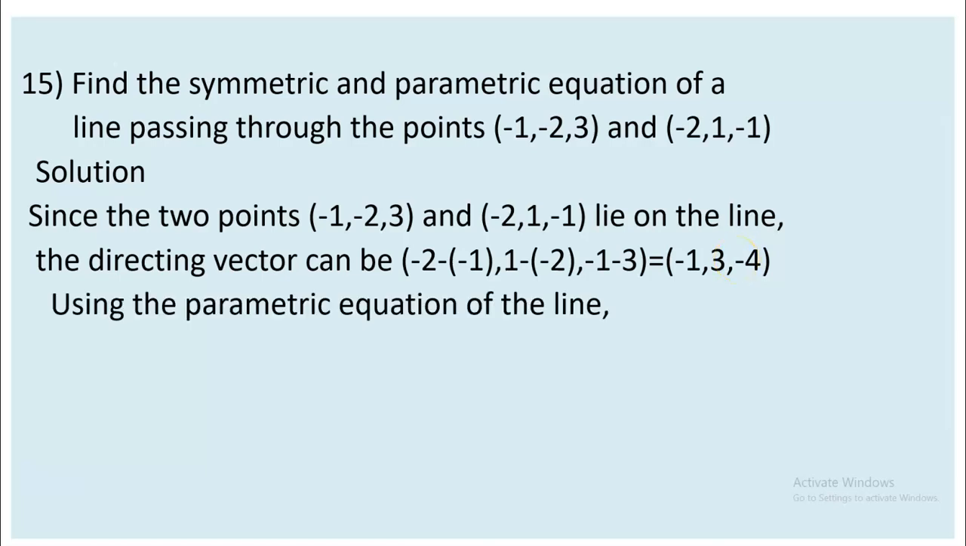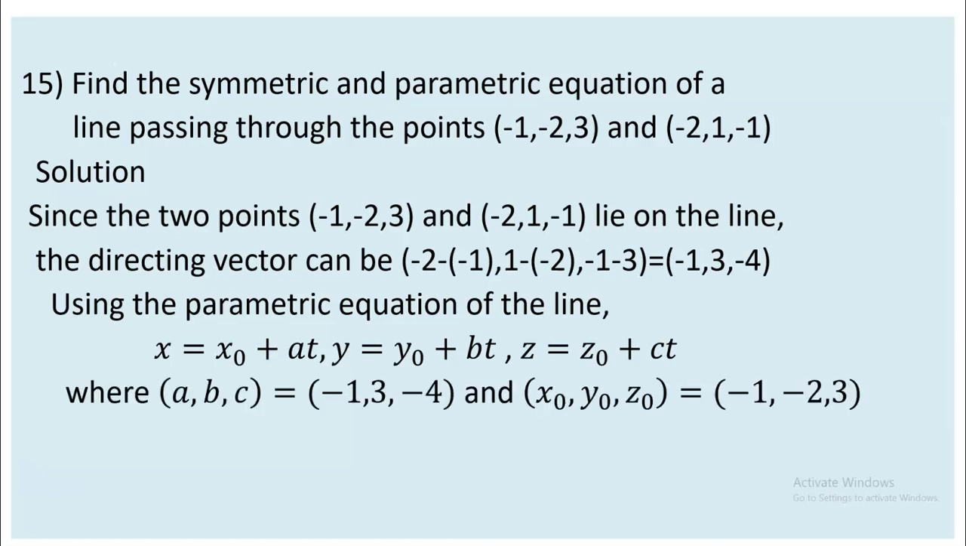So using the parametric equation of the line, one can determine the equation of the line. This is our governing formula. So we are free to take a as -1, b as 3, and c as -4, as I explained here, and for x naught, y naught, z naught, take an arbitrary point on the line. So you are free to take either this one or this one as you wish.